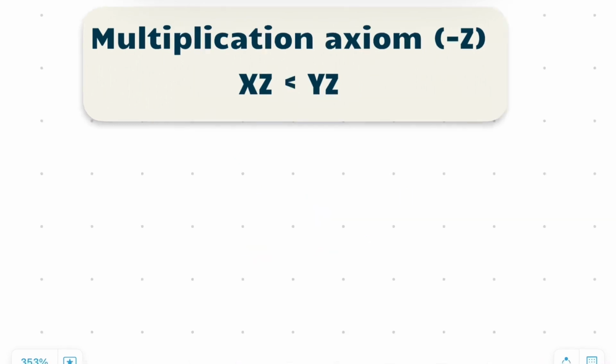So therefore, we see why the multiplication axiom is true. The second multiplication axiom assumes that z is negative. And it tells us that x times z is less than y times z. So let's say that we start off with the inequality 5 is greater than 1. We would then have to multiply both sides by the same negative number. Let's say that we choose negative 2.